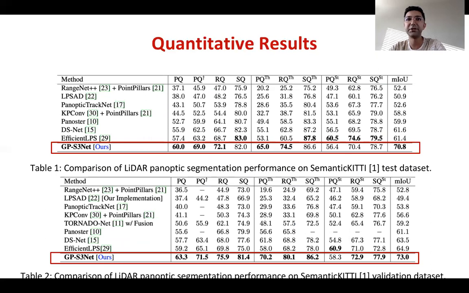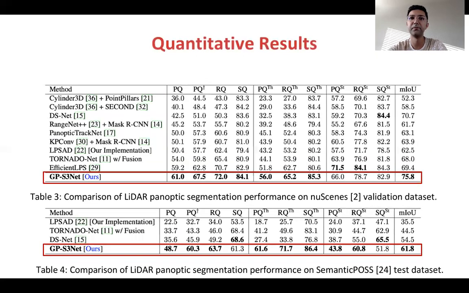It can be observed that GP-S3Net outperforms the state-of-the-art approaches and achieves first ranking on the competitive public SemanticKITTI leaderboard with 60% PQ. Tables 3 and 4 here show superior performance of GP-S3Net compared to all existing methods on nuScenes and SemanticPOSS respectively.